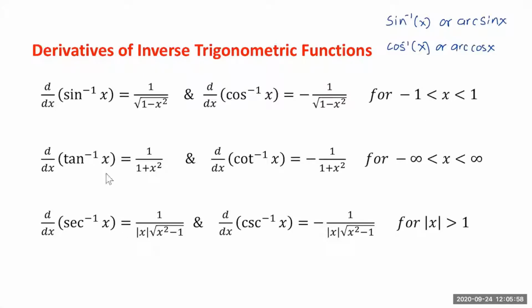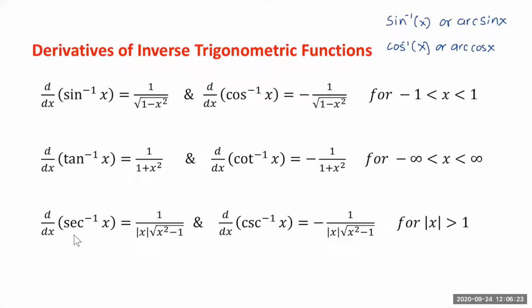Similarly, the derivative of tangent inverse is 1 over 1 plus x squared. The derivative of inverse cotangent, or cotangent inverse, or maybe arc cotangent, is negative of 1 over 1 plus x squared. And this is defined for tangent inverse and cotangent inverse. It is defined for all values of x. So the domain is from -infinity up to +infinity.